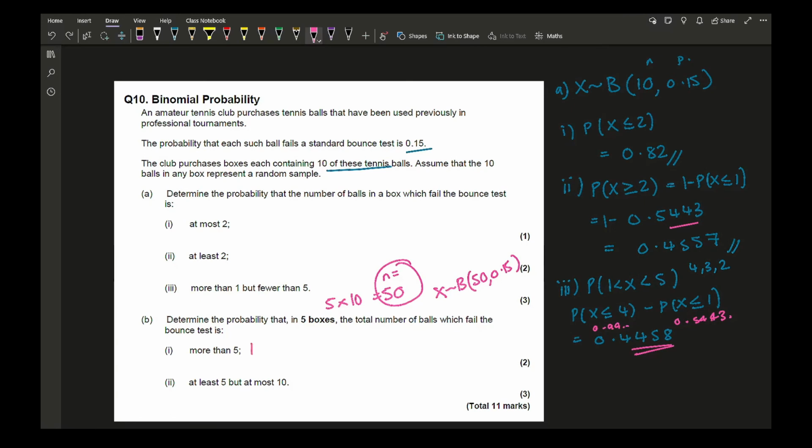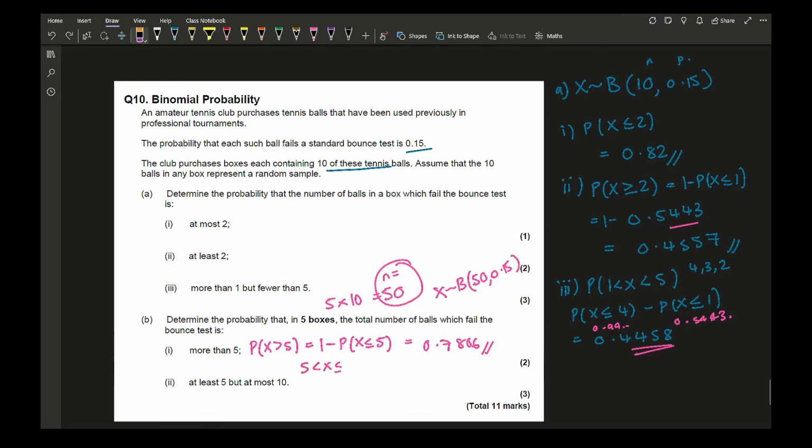So the probability of more than 5, that's going to be equal to 1 minus the probability that x is less or equal to 5. And again, if you work that out and type it into your calculator, you should have the correct answer of 0.7806.